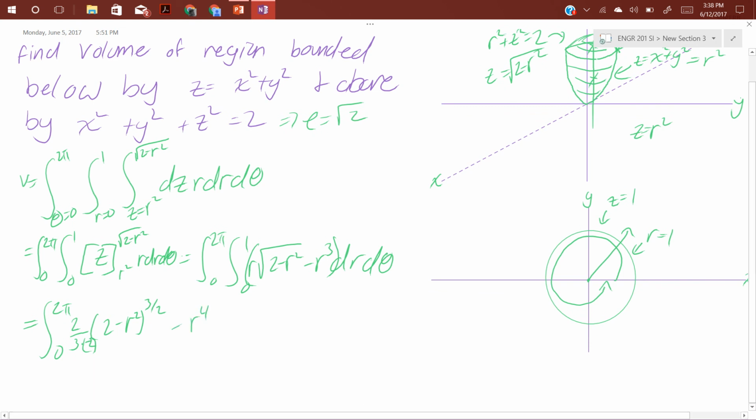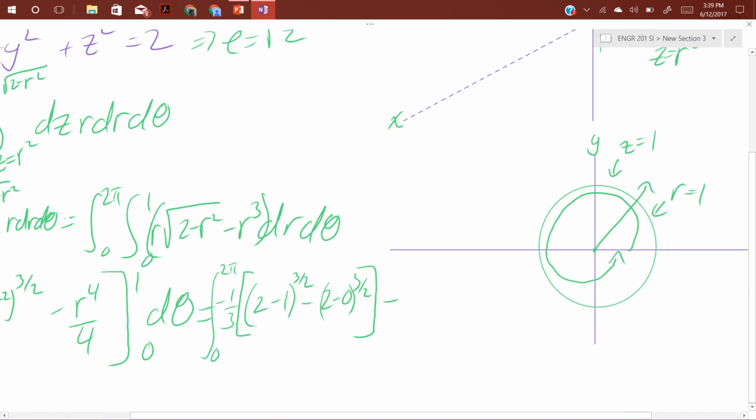Now minus r to the 4th over 4 for the r cubed, and this is all going from 0 to 1 d theta. So then this will equal, I cancel out these two, so I have a negative third, 0 to 2 pi, negative third of 2 minus 1 to the 3 halves, minus 2 minus 0 to the 3 halves, minus 1 to the 4th over 4, so that's 1/4 minus 0, d theta for all of this.